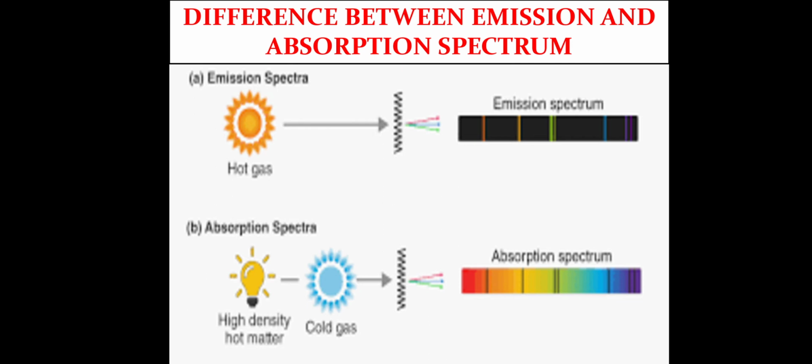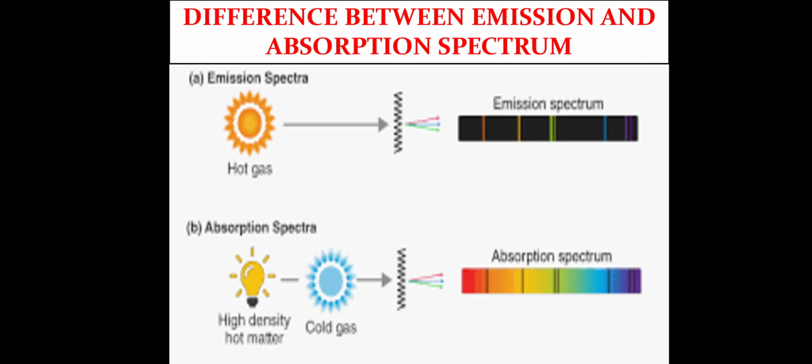On the other hand, if you see absorption spectrum, high density hot matter will emit certain radiation. In between that radiation, you will place cold gas. Now cold gas will absorb certain radiation with a particular frequency, and the transmitted light when seen through the spectrometer, you will be getting dark colored lines over the continuous spectrum. Such a kind of spectrum is known as absorption spectrum.